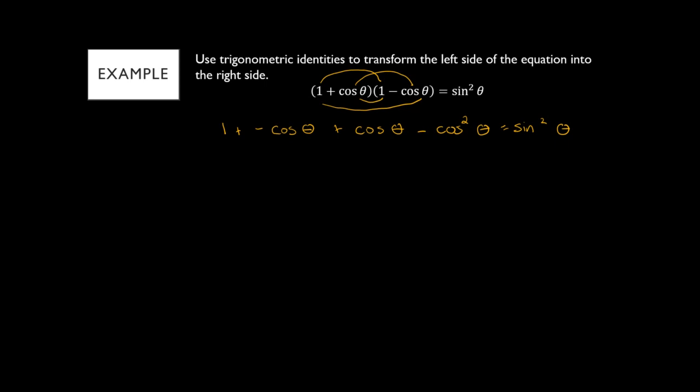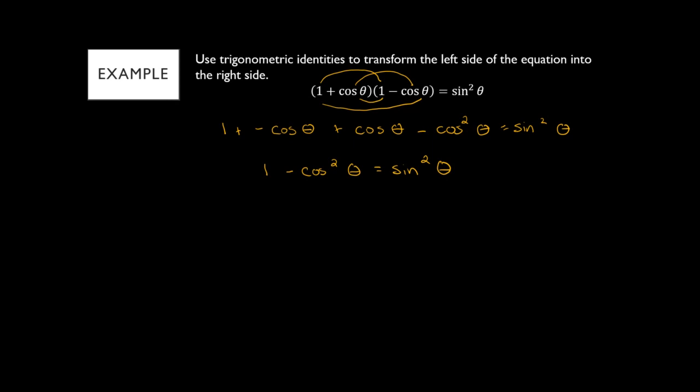Our middle terms completely cancel out because it basically comes out to a difference of two squares essentially, because those insides cancel. So the minus cosine theta plus cosine theta completely cancel. We have 1 minus cosine squared theta equals sine squared theta.